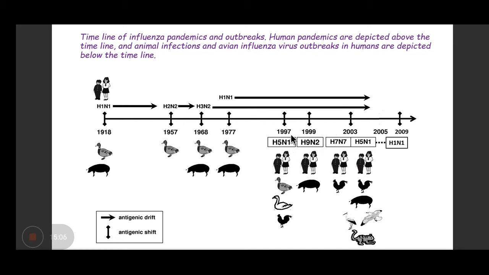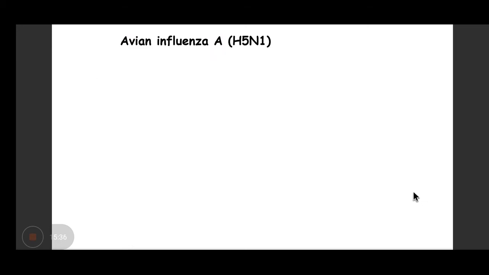antigenic shift. So in 1997 it became H5N1, in 1999 it became H9N2, in 2003 H7N7 and H5N1, and in 2009 the swine flu pandemic was caused by H1N1. So this is the real importance of antigenic shift and antigenic drift in influenza virus infection.